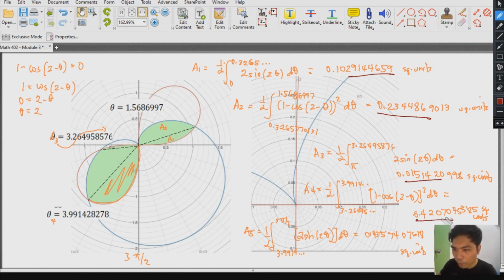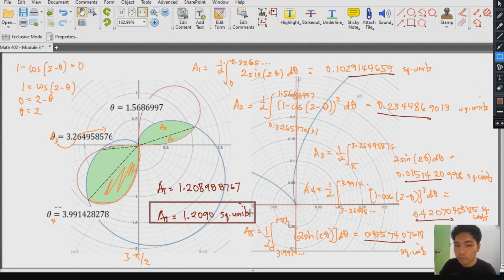Okay, now adding all of these areas, so we have areas natin would be this one, ito 0.23, 0.015, 0.42, and then 0.43574. So if you try to add all of these areas, so you should be able to get the final area for this. So medyo matrabaho tong gawain natin, no? And this is actually equal to the total area that is equal to 1.20898988767, or the area total is actually 1.2090 square units. Okay, so this is your final answer for this problem. So medyo marami tayo. Chinap natin siya into 5 areas.